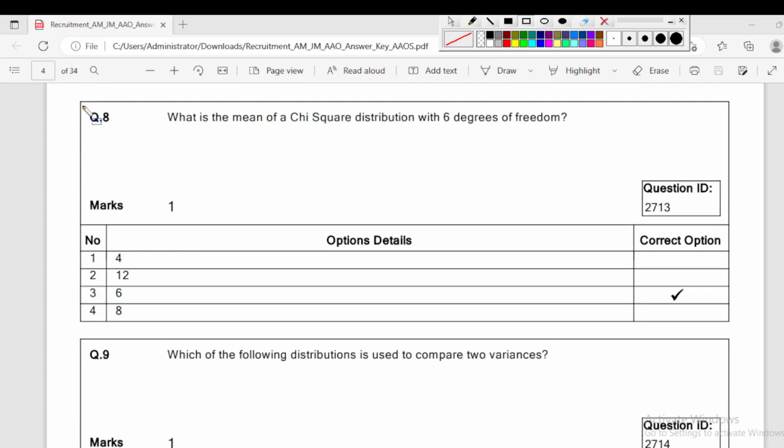Question number 8. What is the mean of a chi square distribution with 6 degrees of freedom? The answer is 6.